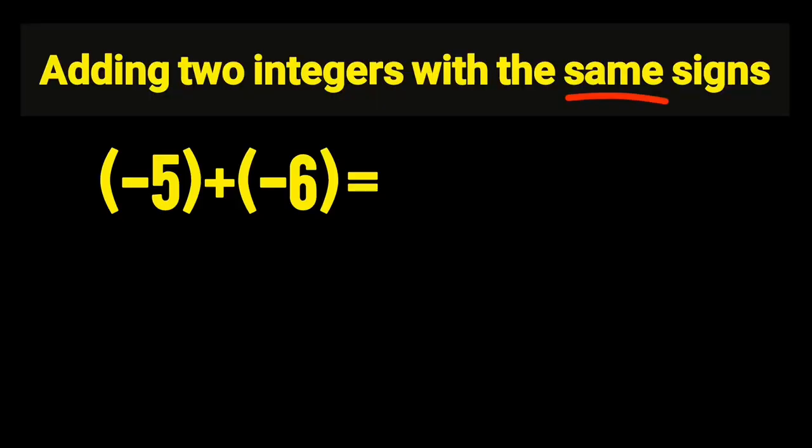To add two integers with the same sign, we add their absolute values and then put the common sign in front of the answer.